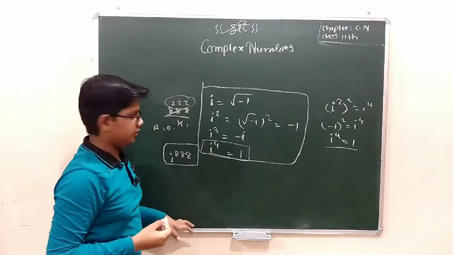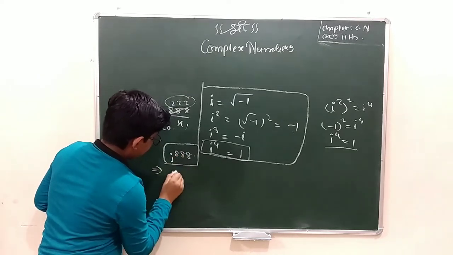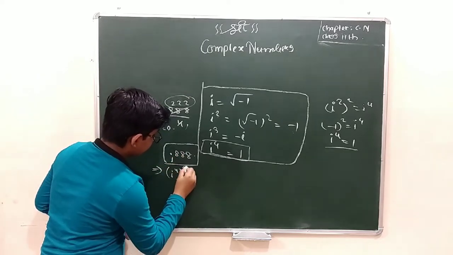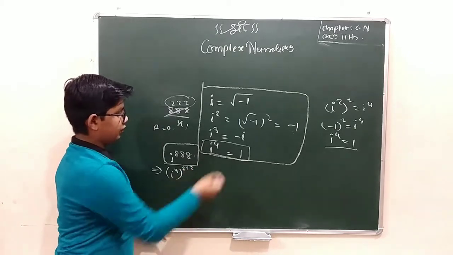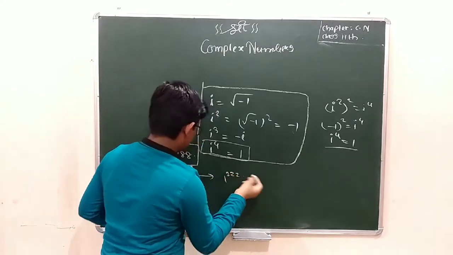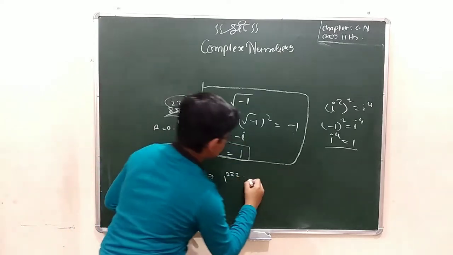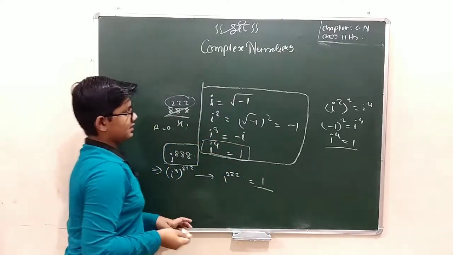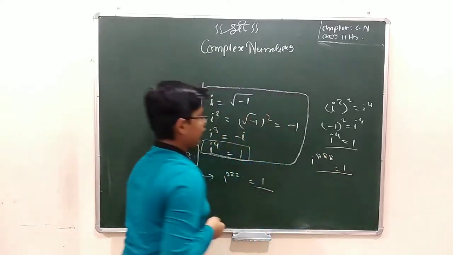So we can write i to the power 888 as i to the power 4 to the power 222. What is i to the power 4? It is 1. So we can write it as 1 to the power 222. It means 1 multiplied 222 times, which will be equal to 1. So i to the power 888 will be equal to 1.